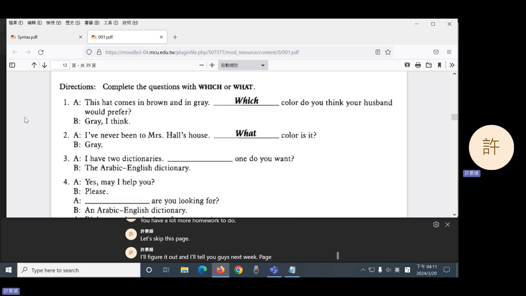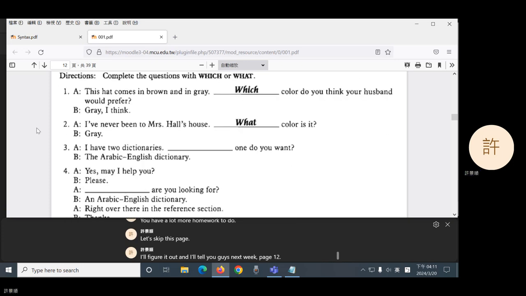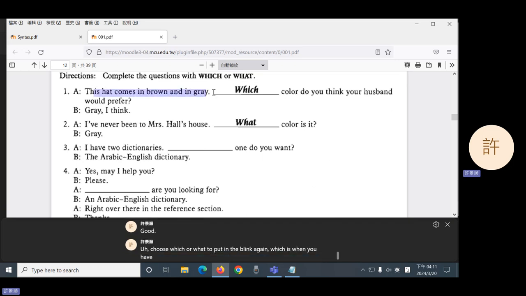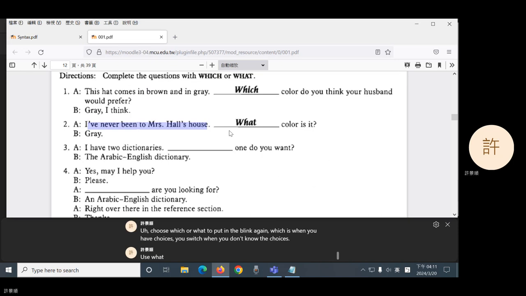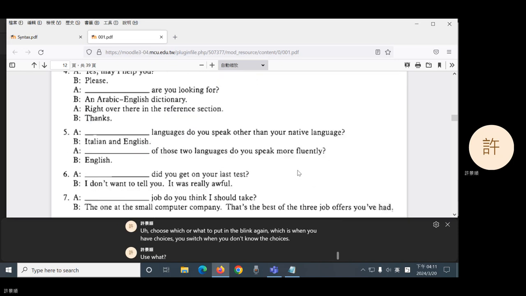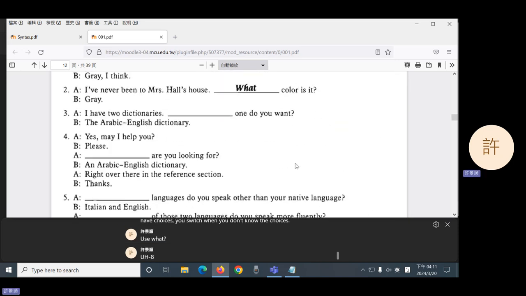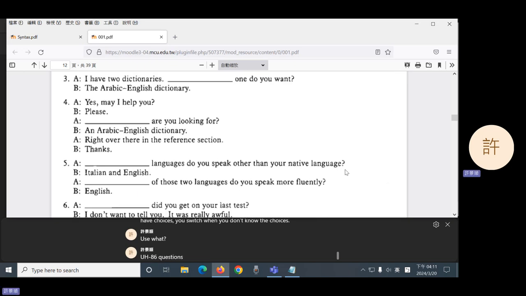Page 12. Okay, something simpler. Good. Choose which or what to put in the blank. Again, when you have choices, use which. When you don't know the choices, use what. Six questions. I'll give you 1 minute.